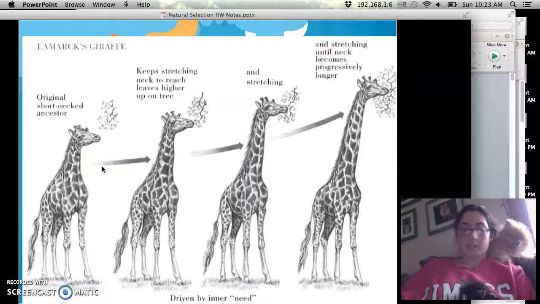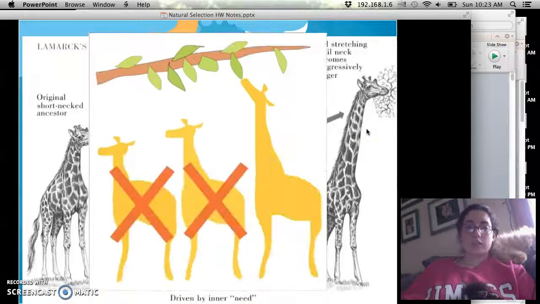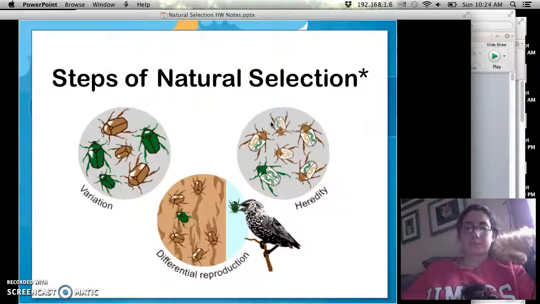People used to believe, and I guess some people still do, in Lamarck's theory, which is wrong. He believed that giraffes, because they needed to survive, just kept stretching their necks farther and farther until eventually they grew. But that is not the case. What actually happened is that some giraffes just so happen to have longer necks, just like there just so happens to be taller humans, and those giraffes were the ones that survived, the short ones died, and the long-necked giraffes had babies. So these are the steps of natural selection.